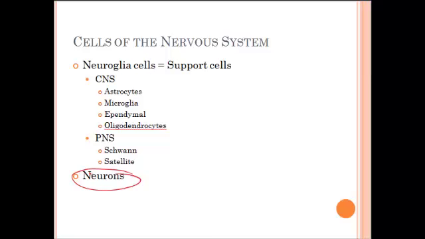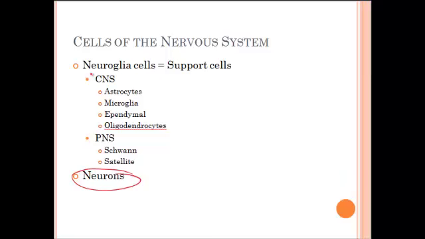Our neurons are the ones that actually send the electrical signal, and that's where we're going to be spending most of our time in this section, learning about neurons and how they send those signals, how they are able to take in input and give out output and control all the functions of our body. So neurons are important, and they're the stars of the show.